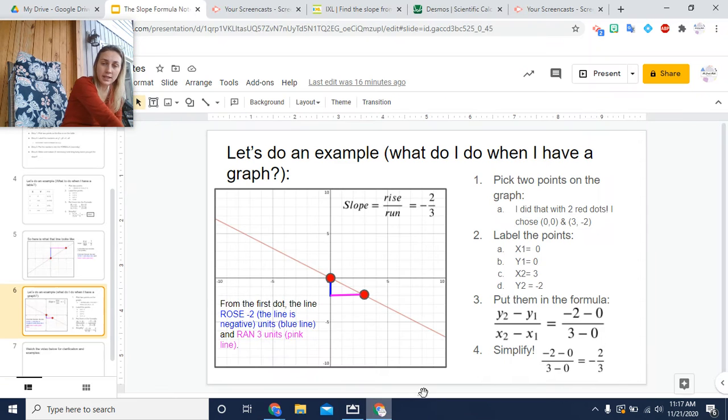So let's look back real quick. I just did all this. I labeled the points. I put them in the slope formula. I simplified, and there's your answer. So that's everything I just did, and you're done.